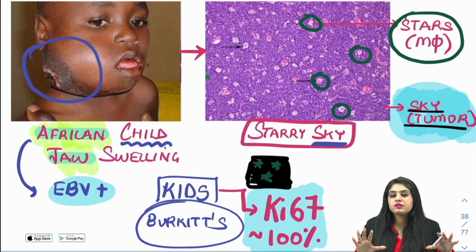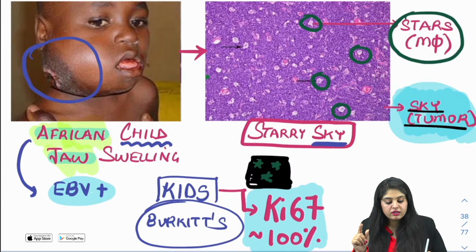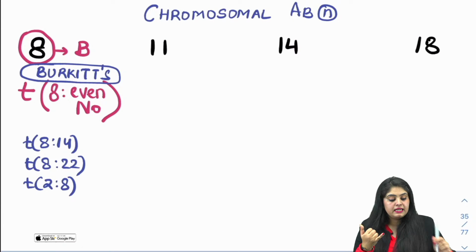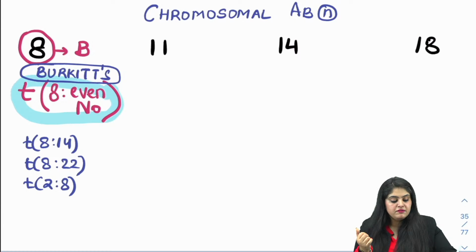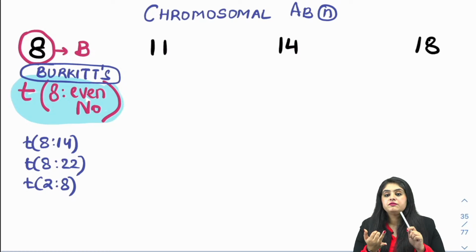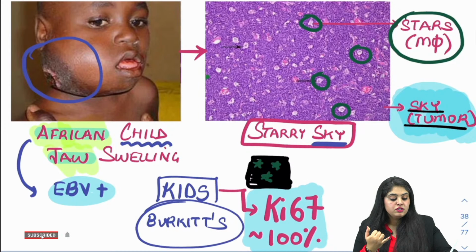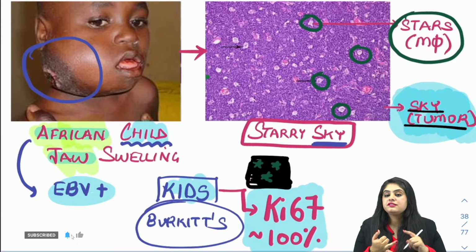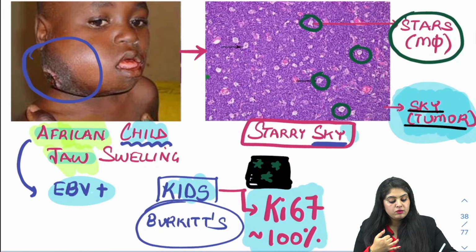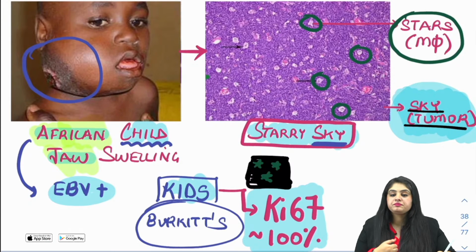That's the full story about Burkitt's, which is the most expected. Quickly reminding you, all the translocations are going to be related to 8, and with 8 there is going to be an even number. That is the trick over here. You'll get an African child because African child will tell you Epstein-Barr virus. Child and kids will tell you that Ki67 is 100%, and we see the very famous starry sky appearance.